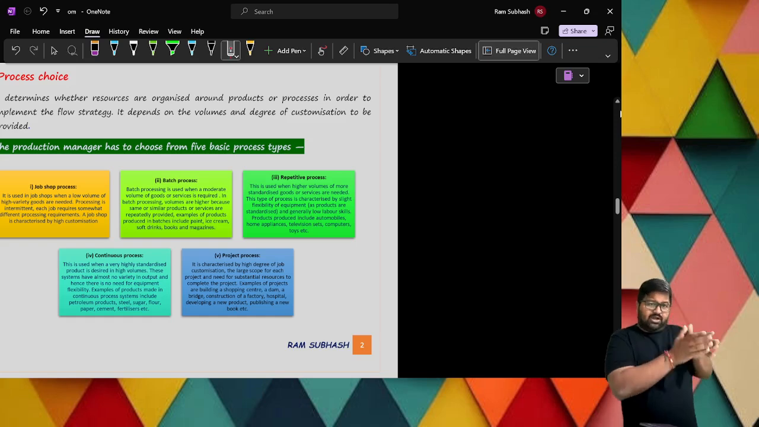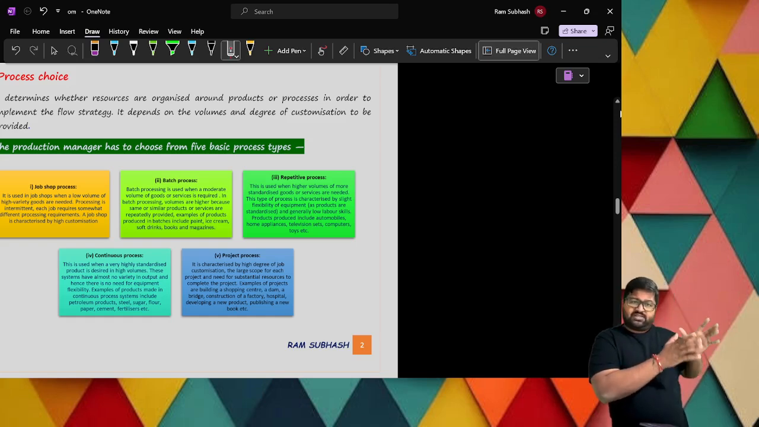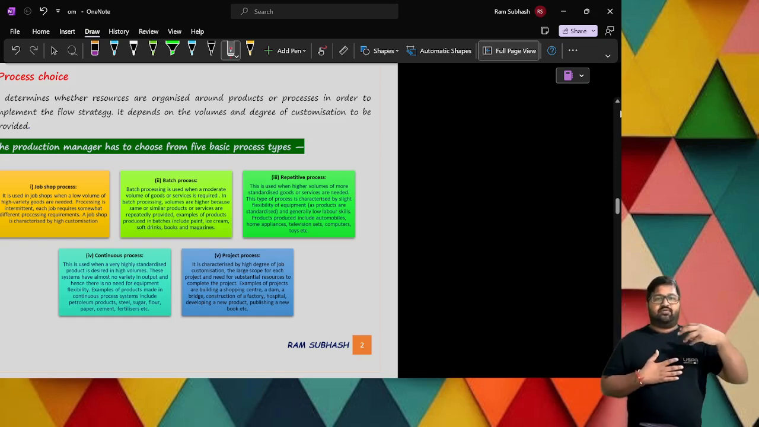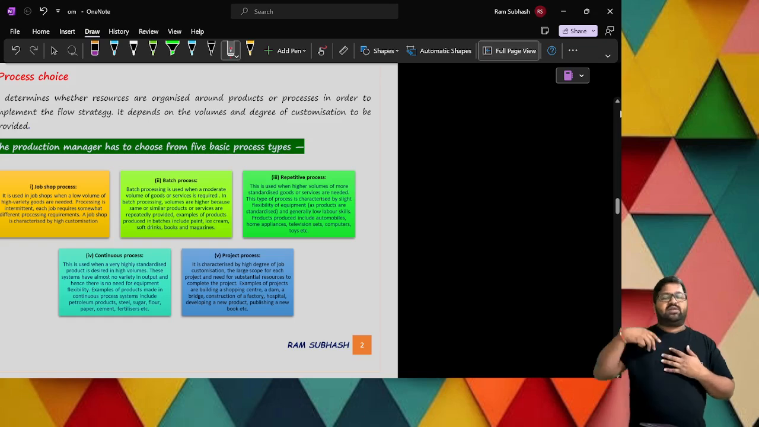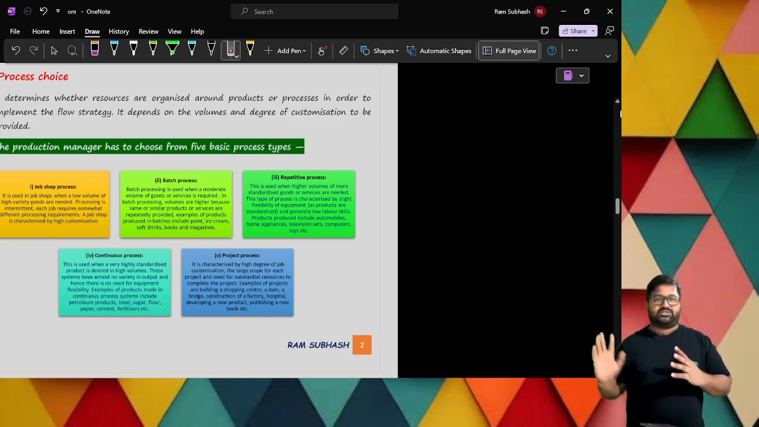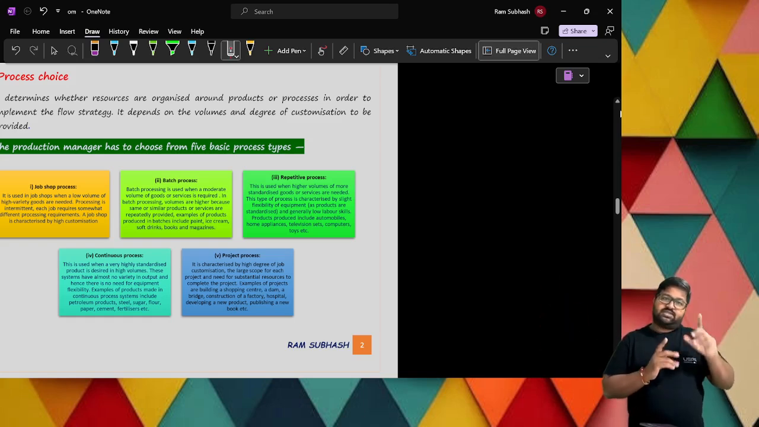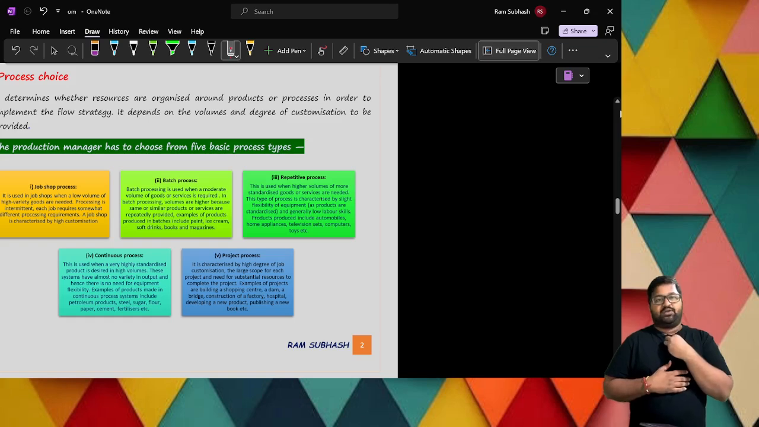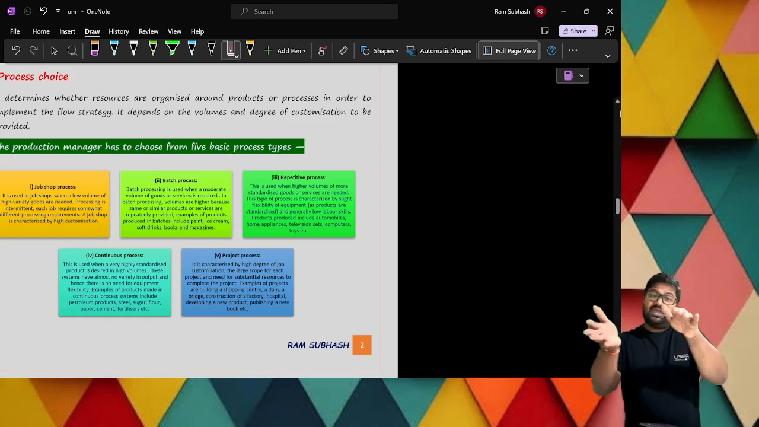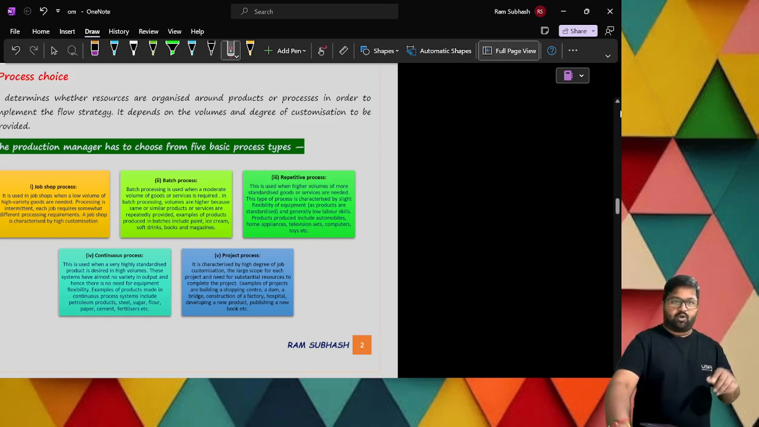And the product will be nothing but what? For example, I have taken a project of constructing a building. That is one project. I have taken the construction of a bridge. That will be a different project. So project means nothing but this type. And also software. For example, if I have two clients, I will make two different softwares based on their requirements. This is about project.